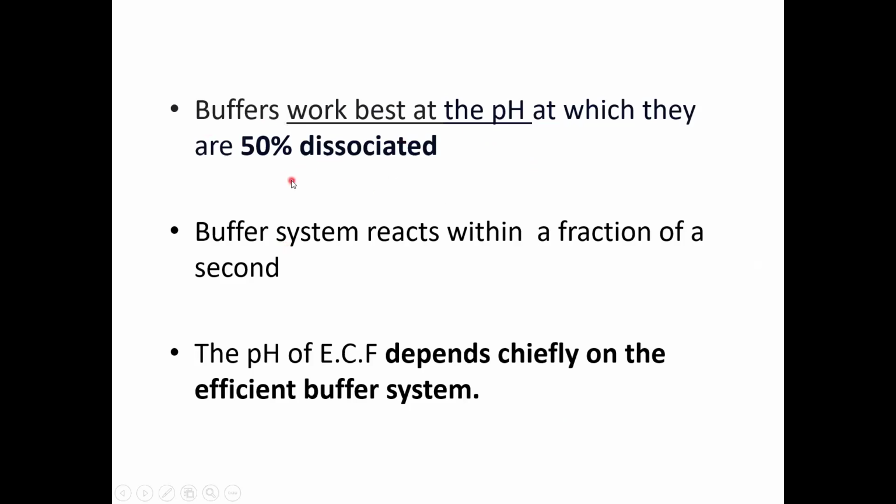Moreover, this system reacts within a fraction of a second, meaning as soon as a pH shift occurs in our body, the buffer system reacts within a fraction of a second to counter the pH change. This is the reason the pH of the extracellular fluid is extremely dependent on the efficient buffer system, not on other compensatory mechanisms. ECF is chiefly dependent on the efficient buffer system because it reacts within a fraction of a second.